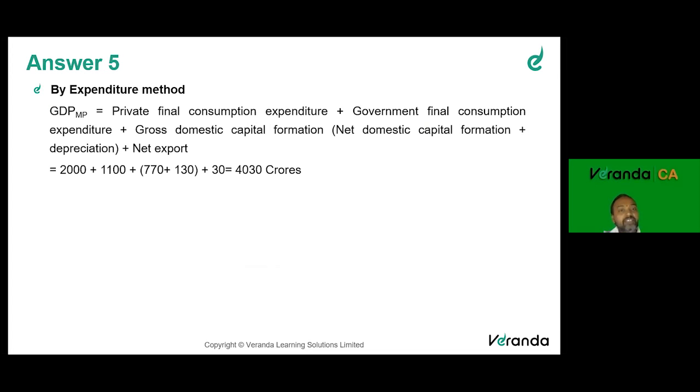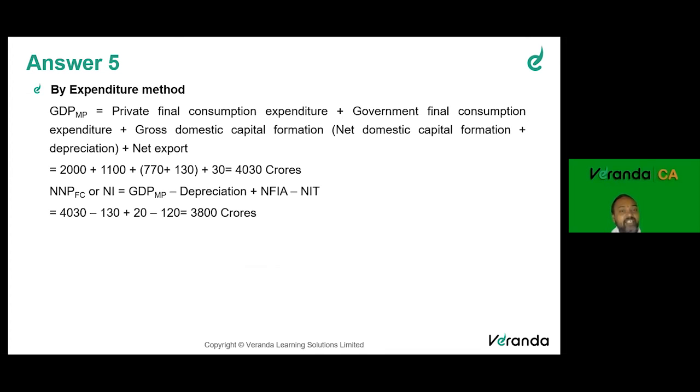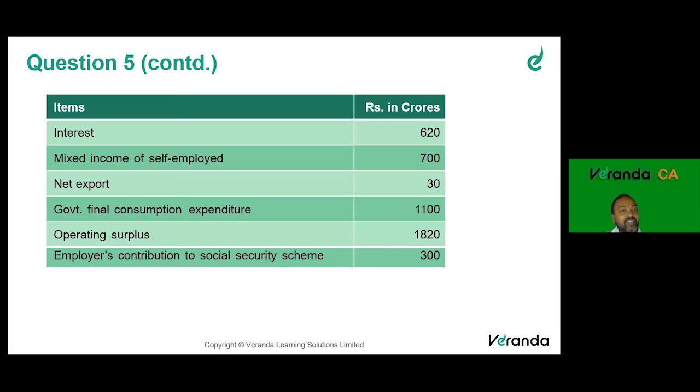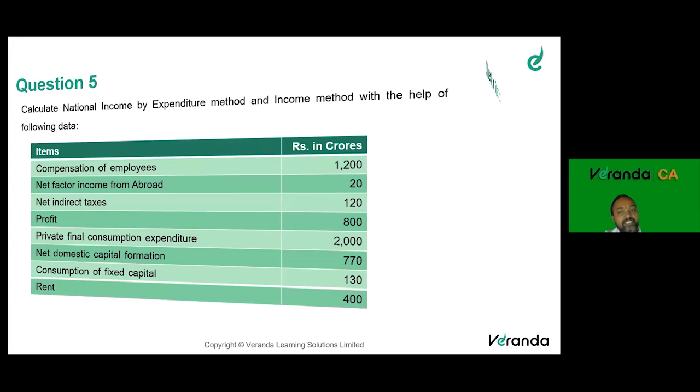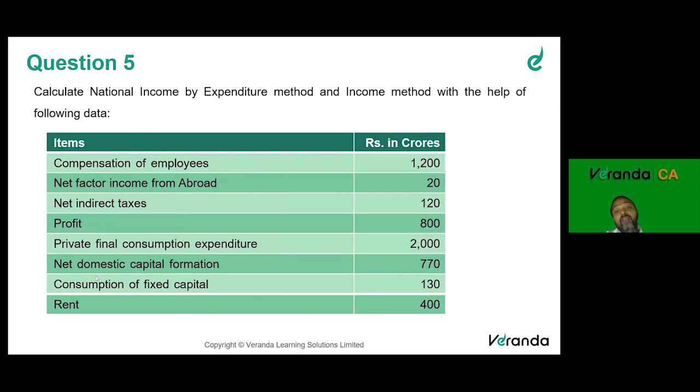So they are considering 4,030 crores, and then GDP minus depreciation plus NFIA minus NIT. And they have given here in the answer as 130, but that detail is not available. So which means 3,930. This question does not have the depreciation here. In case they had given it, we could have that particular answer. Or they have defined this consumption of fixed capital as depreciation. That is how they are interpreting consumption of fixed capital.